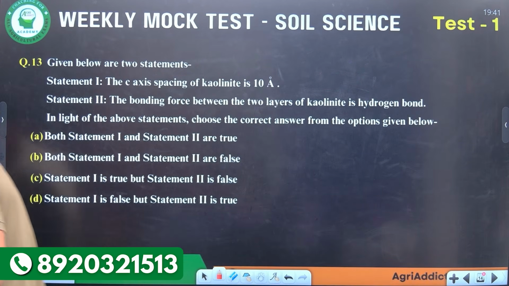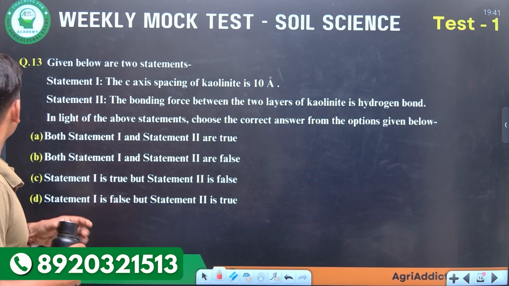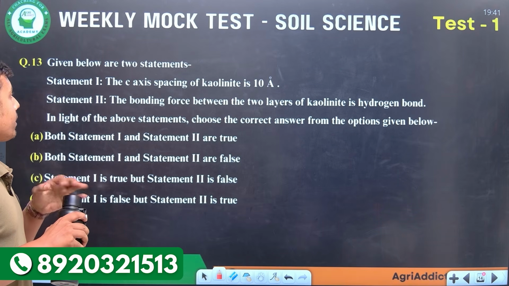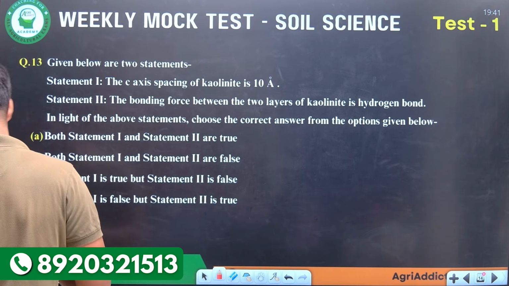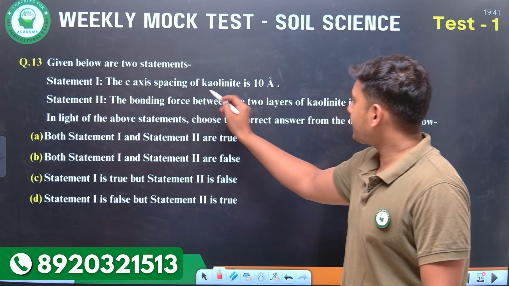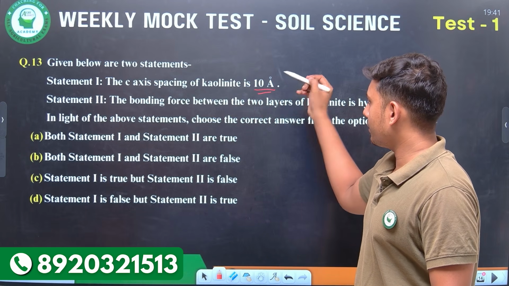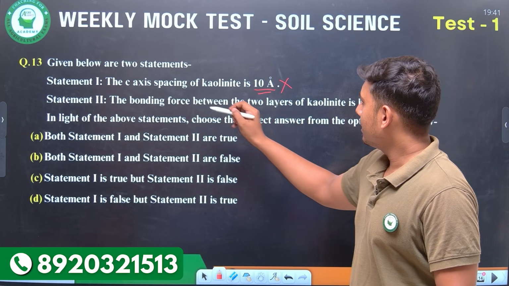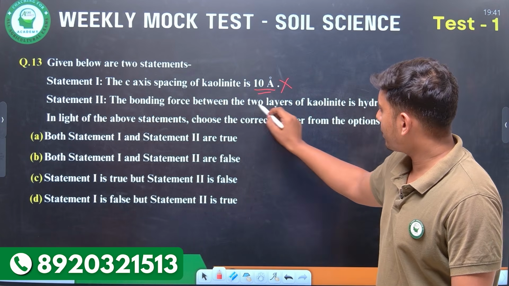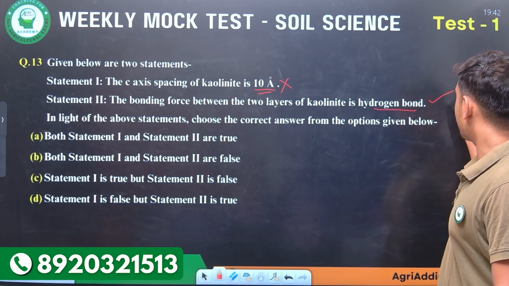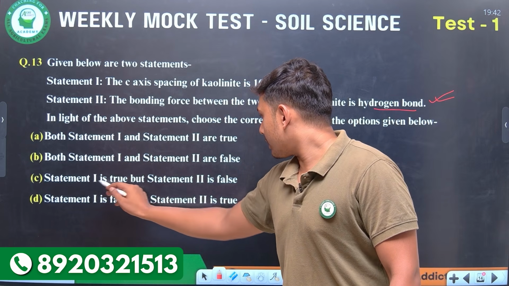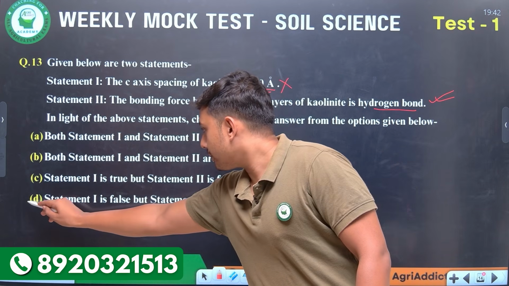Now comes the next question. Given below are two statements. Here statement 1 says the C-axis spacing of kaolin is 10 angstrom. By watching this we can discard it, because we know that it is around 7.3 to 7.6 angstrom. Statement 2: the bonding force between the two layers of kaolinite is hydrogen. Yes, it is true. So statement 1 is false and statement 2 is correct. This will be the right answer.